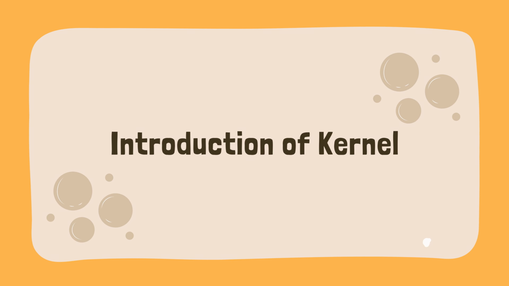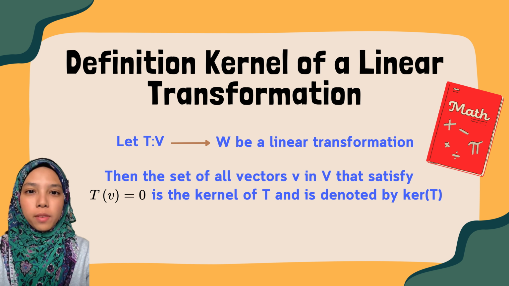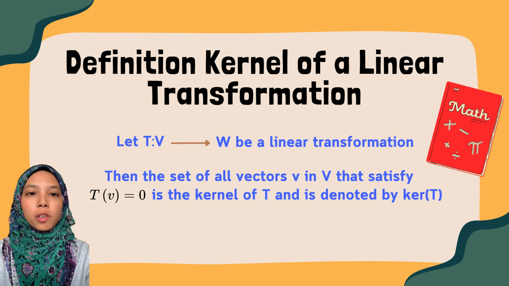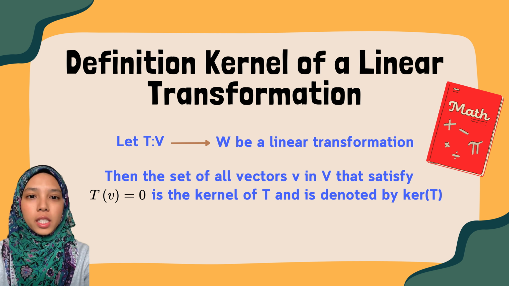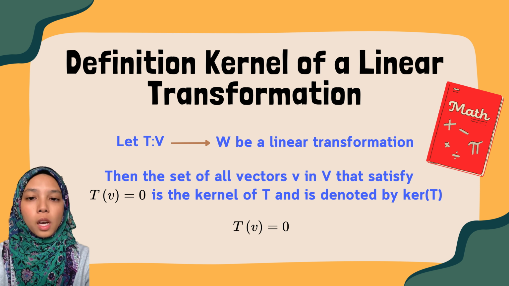Introduction of kernel. So, what is the kernel? If we have a linear transformation T from V to W, then the kernel is the set of all vectors v in V that make T(v) = 0. So, this means that the transformation sends these vectors to the 0 vector. So, we will write it like this. In simple terms, the kernel shows us which inputs are lost or flattened to 0.